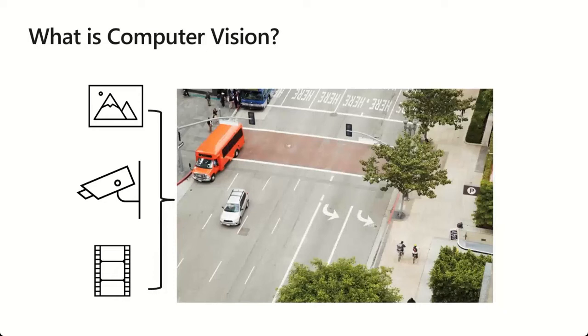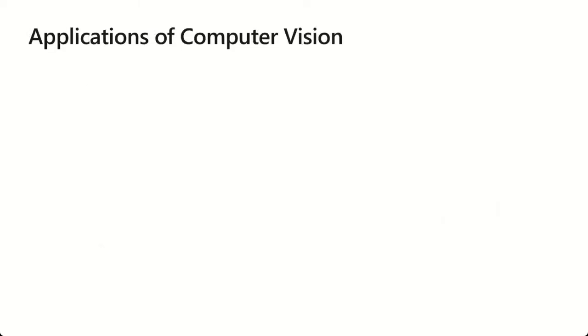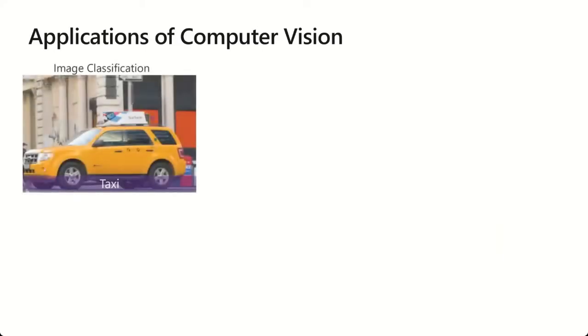And with that, let's look at some examples. Some applications of computer vision. The first one is image classification. In this case, the model uses the numeric pixel features to predict a class label for the image. And you see here a taxi, so it recognizes it. It's probably because of the shape and the thing that has been put on top and the color. So that is image classification.